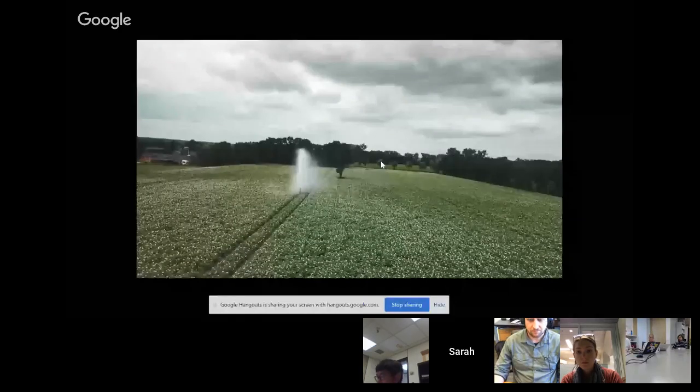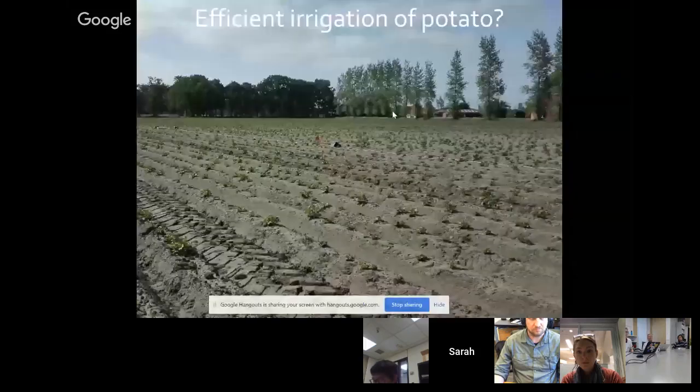So that's the question of the data that I've been analyzing here: how can we irrigate potato fields in an efficient way? Or is it happening efficiently at this moment? And how can we quantify this? Because that's the big question.